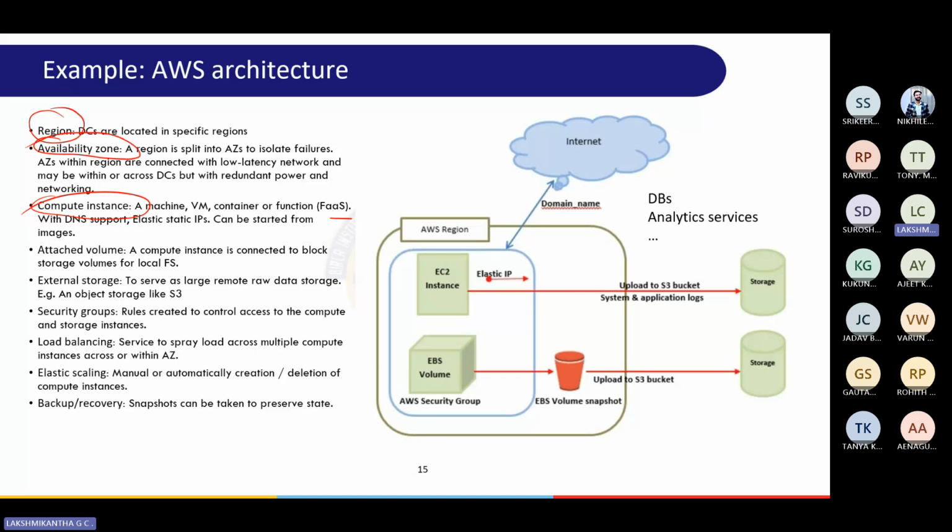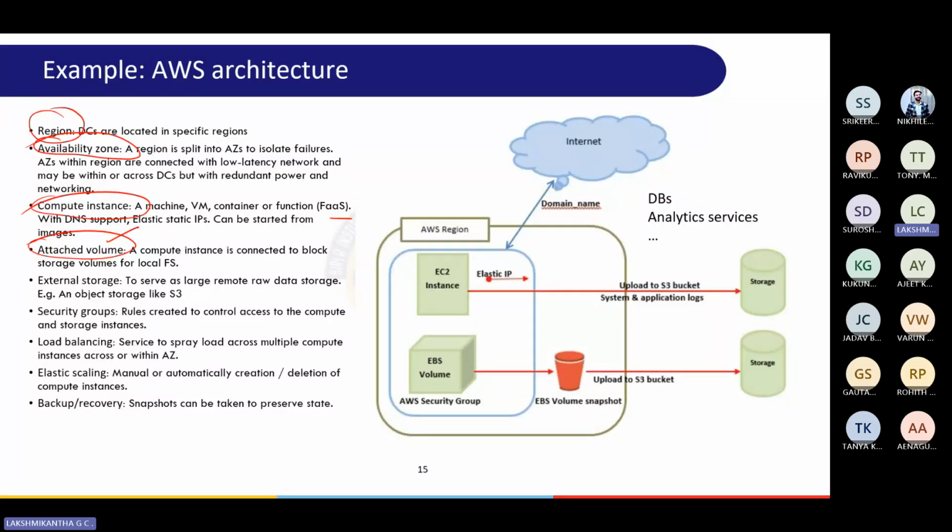And next one is attached volume. Attached volume, maybe you are aware of this, right? So this is block storage that can be connected to the compute instance, serving as a local file system. Usually guys, in college we have a notice board, right? So this attached volume is like a notice board. And the best example for this is an AWS EBS volume attached to EC2 instances.